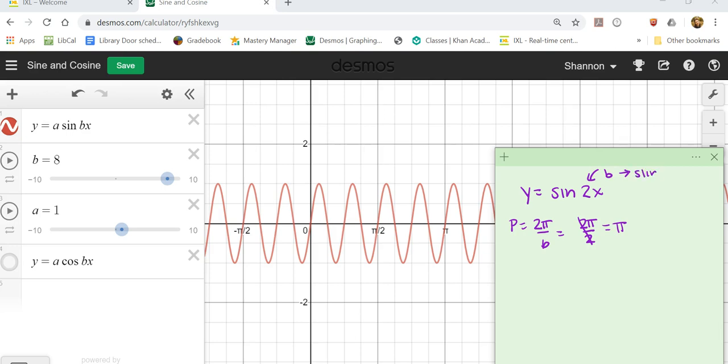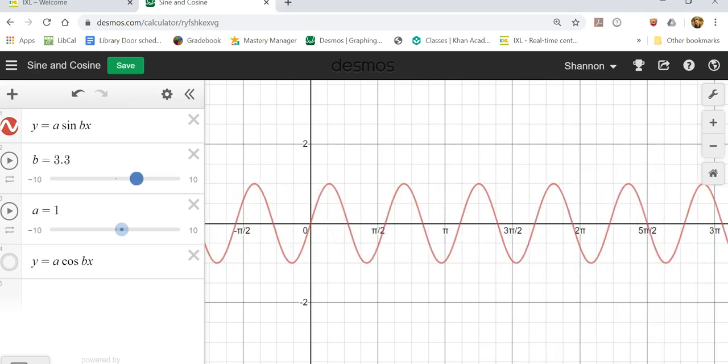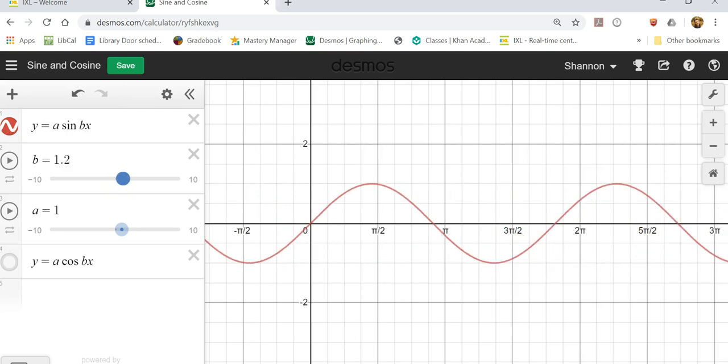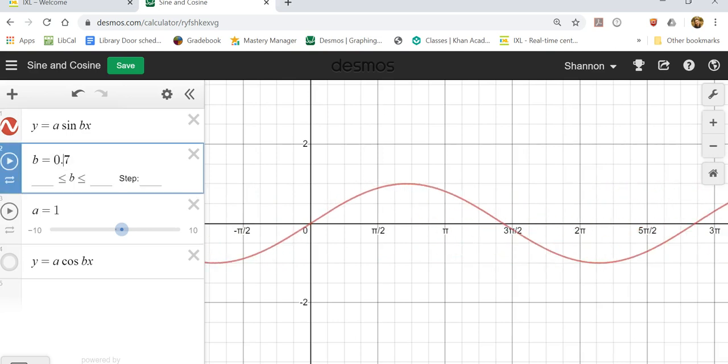So think slinky. Okay. Now, the a value is my amplitude. Remember, that's what's going to control the distance from the midline to the maximums and the minimums. So I'm going to go back to a b value of 1. And I bet there was an easier way to do it. I bet I could just type it. Yep, sure can. But I'm not going to type the code.